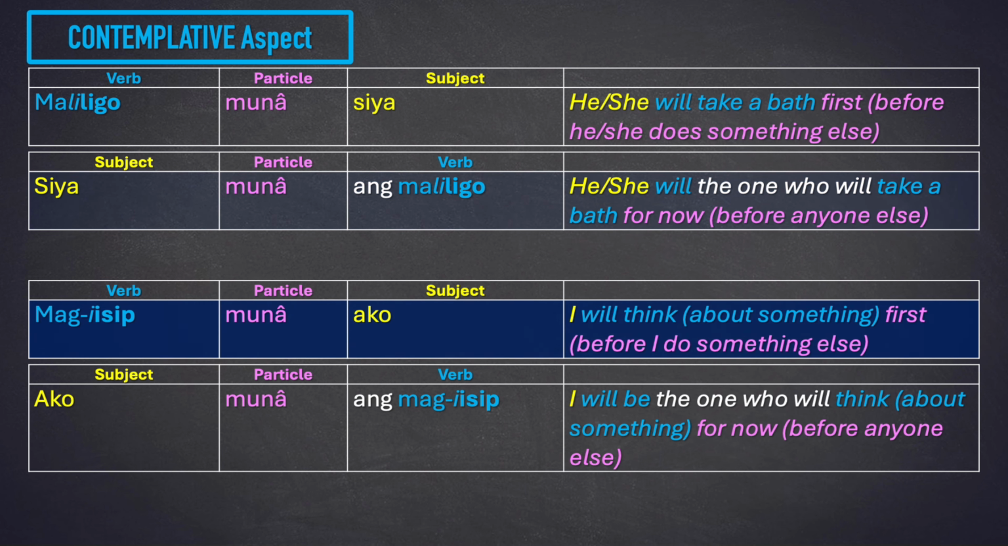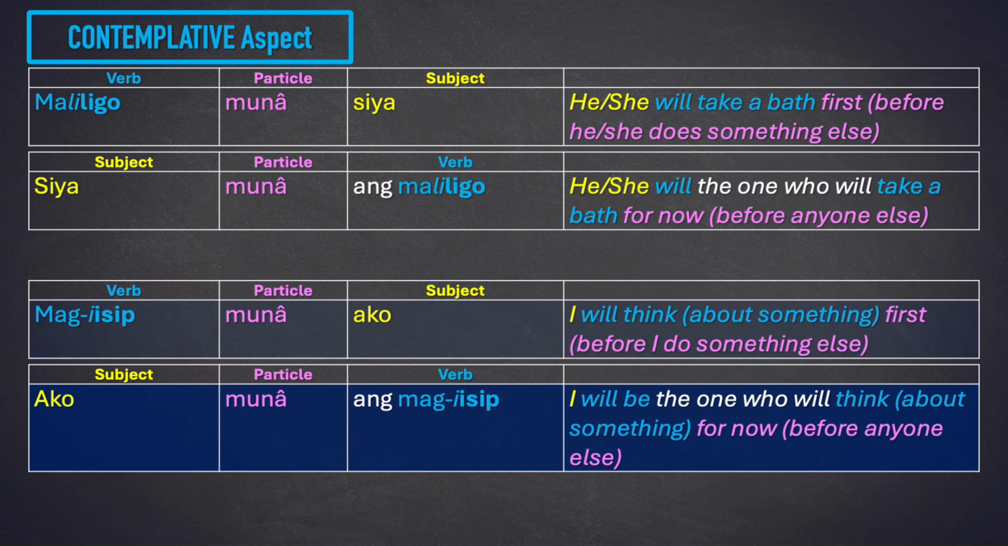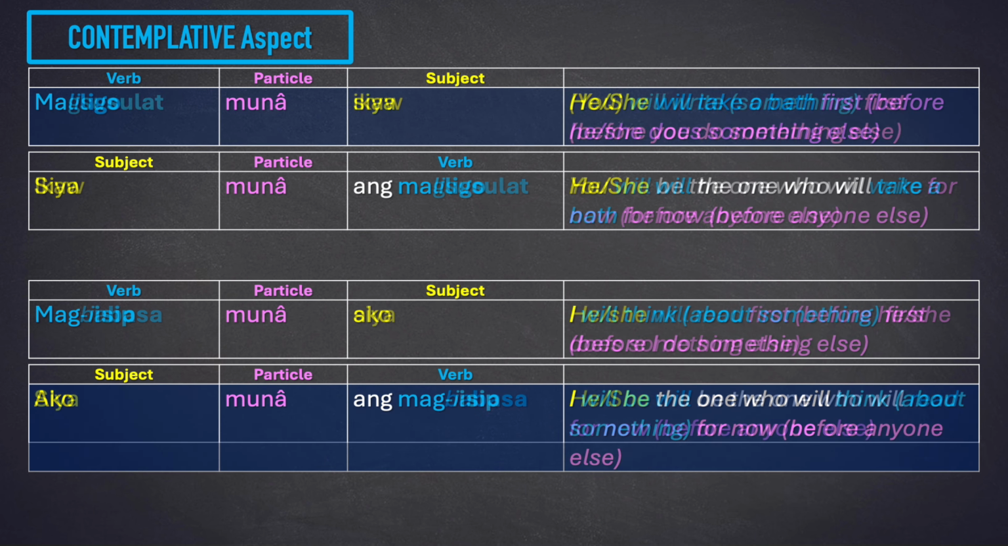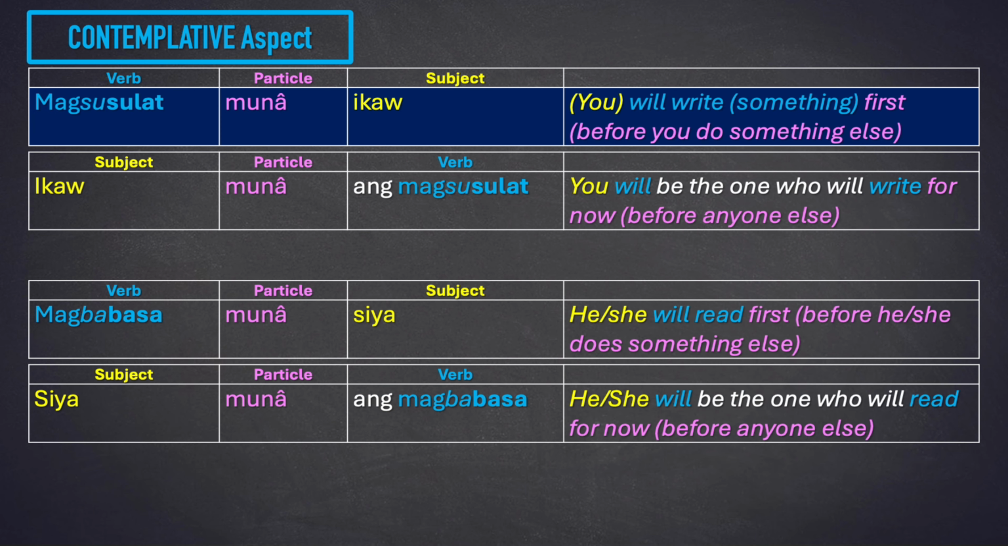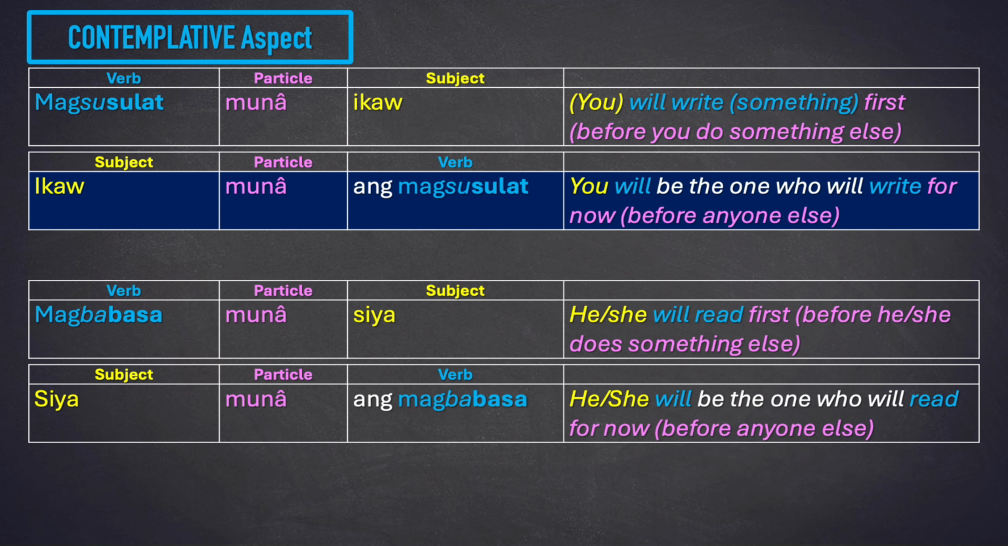Mag-iisip muna ako. I will think about something first before I do something else. Ako muna ang mag-iisip. I will be the one who will think about something for now before anyone else. Magsusulat muna ikaw. You will write something first before you do something else. Ikaw muna ang magsusulat. You will be the one who will write for now before anyone else.